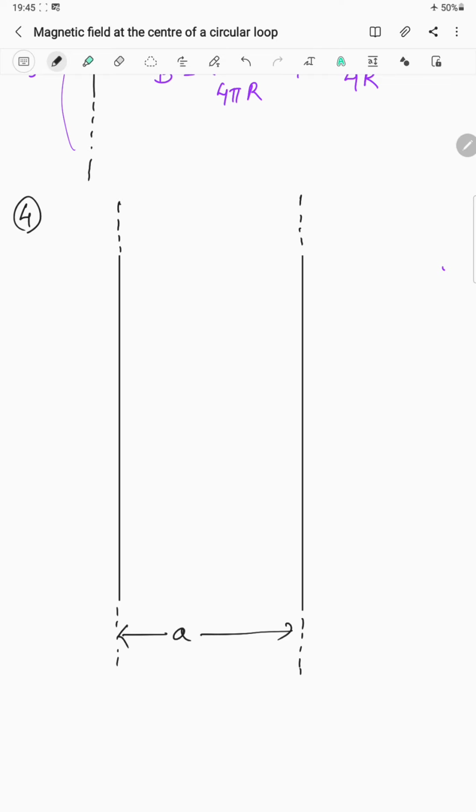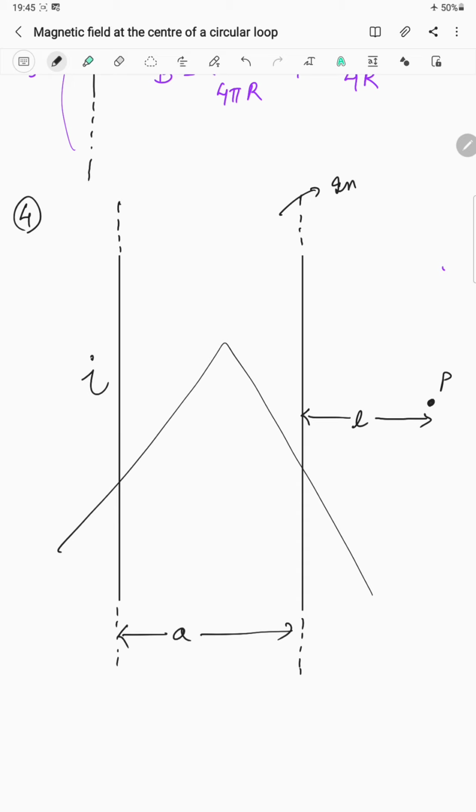Now it is asking, what is the current going? The current which is flowing here is I. What you have to find out is the magnetic field at point P, and this point P is situated at a distance L, small l, from one of the sides of the wire. This question usually has a name, called an infinite broad sheet. Followed? So we have to calculate that.